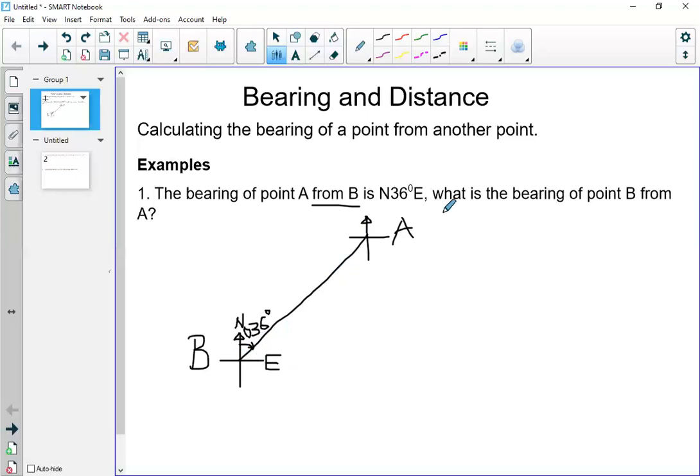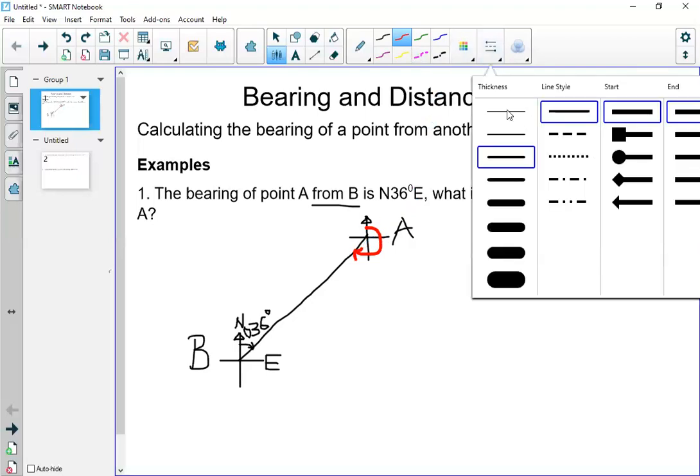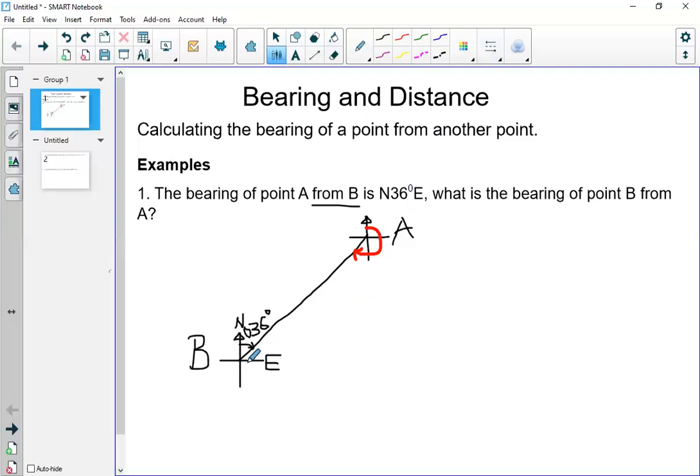Now, the question is, what is the bearing of point B from A? So what is the bearing of point B looking at it from A? What angle will you see B looking at it from A? So in that sense, we want to calculate the angle from the north pole of A to the line joining B. So that will be the bearing of point B from A. Does that make any sense? So don't forget, here is the north pole of A.